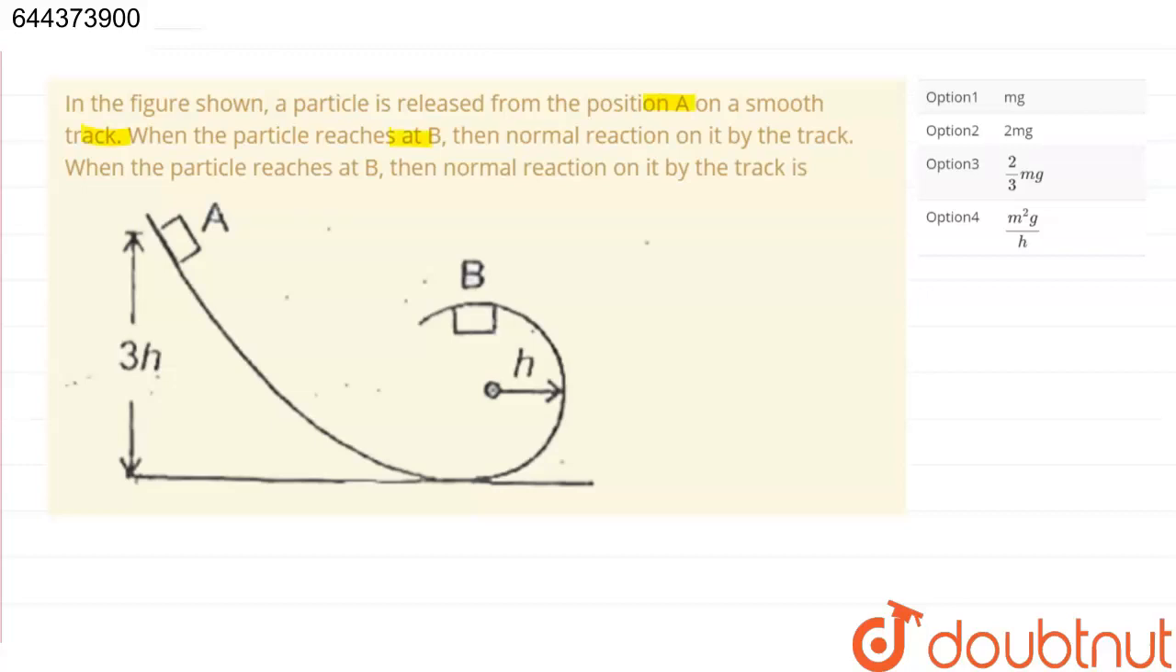In the shown figure, a particle is released from the position A on a smooth track. When the particle reaches B, then the normal reaction on it by the track is. So we have to find the normal reaction at point B.